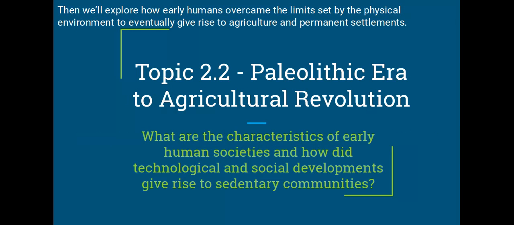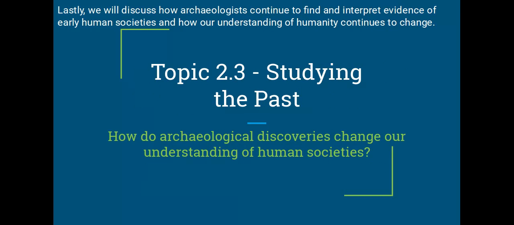Then we're going to talk about that Paleolithic era to the agricultural revolution in more detail. We're going to explore how early humans overcame these limits, these physical environmental limits, to eventually settle into permanent settlements and start impacting the environment. So this is the earliest we see humans impacting the environment rather than the other way around. So again, we're going to look at how technology advances so that they can do that, and then how their society changes in response to those changes.